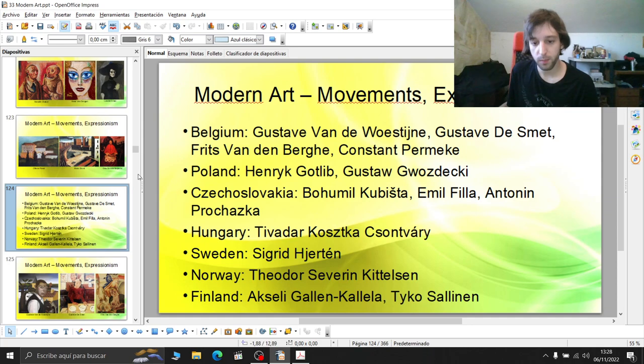Belgium with Gustave van de Woestyne, Gustave de Smet, Frits van den Berghe, Constant Permeke, and Poland with Henryk Kuna and Gustaw Gwozdecki, Czechoslovakia with Bohumil Kubišta, Emil Filla, and Antonín Procházka, Hungary with Tivadar Csontváry Kosztka, Sweden with Sigrid Hjertén, Norway with Theodor Severin Kittelsen, and Finland with Akseli Gallen-Kallela and Tyko Sallinen.